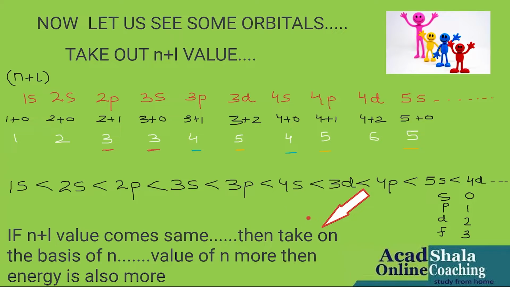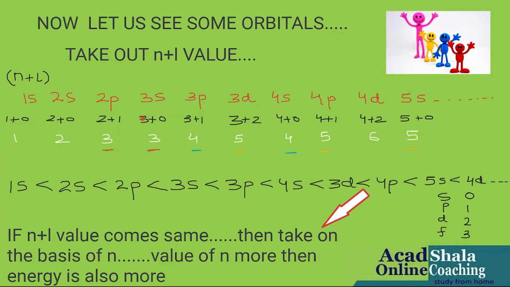Okay, you have to keep it in mind, students, that if n plus l value comes same as 3 and also over here 3, then take on the basis of the n value. Then we have to concentrate only and only on the n value. I repeat again, when the n plus l value comes out to be same, then I have to give importance to the n value only in the orbitals. That is, the n value more, that means energy is also more in that particular orbital.